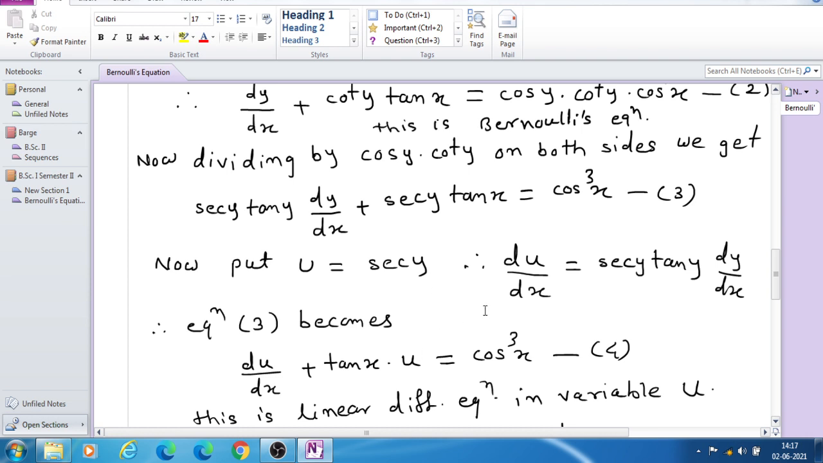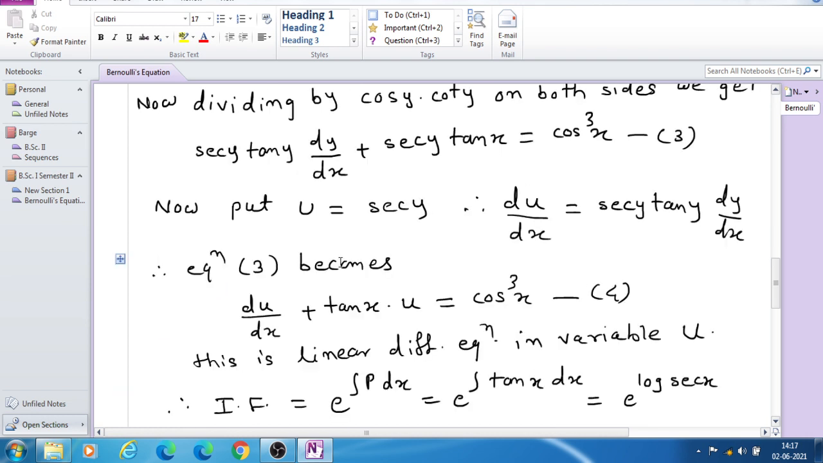Again differentiate u, that is du by dx is equal to derivative of sec y is sec y into tan y, but this is the derivative with respect to y. We have to differentiate with respect to x, therefore take derivative of y with respect to x, dy by dx. Therefore substituting this in above equation, we get the value of dy by dx is nothing but sec y into tan y into dy by dx. Value of this is du by dx.